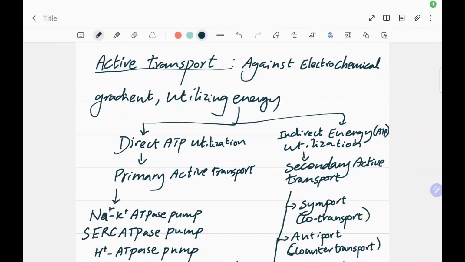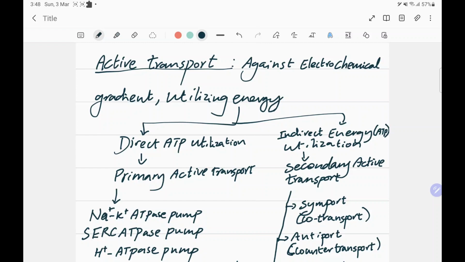Let's move on to active transport. Now, active transport, I already gave a little introduction in the past for this. It is the transport of a substance against its electrochemical gradient across the membrane, and it utilizes energy. So you are using energy because you need to push something against its concentration gradient, meaning you're taking something from a lower concentration to a higher concentration.